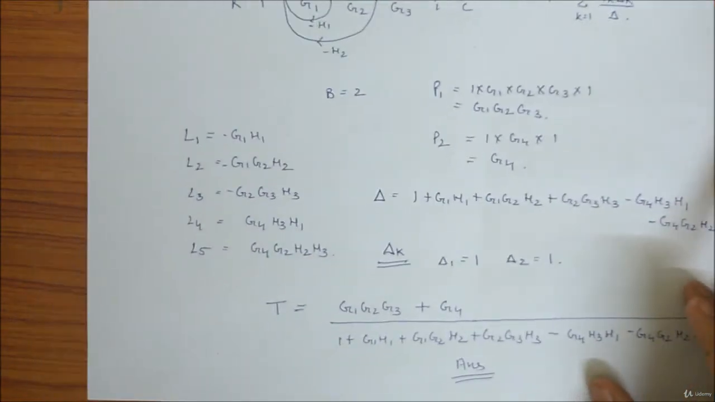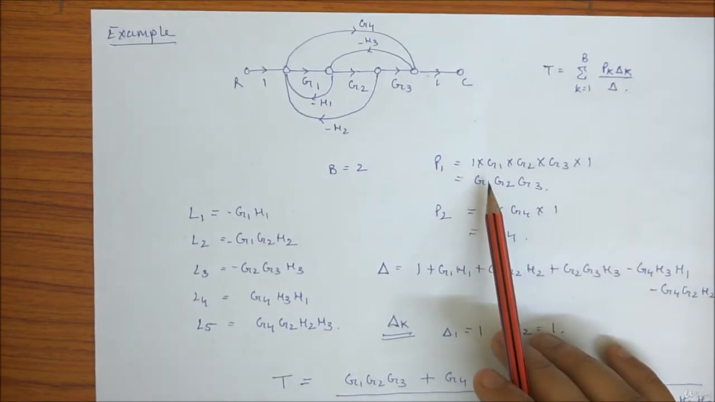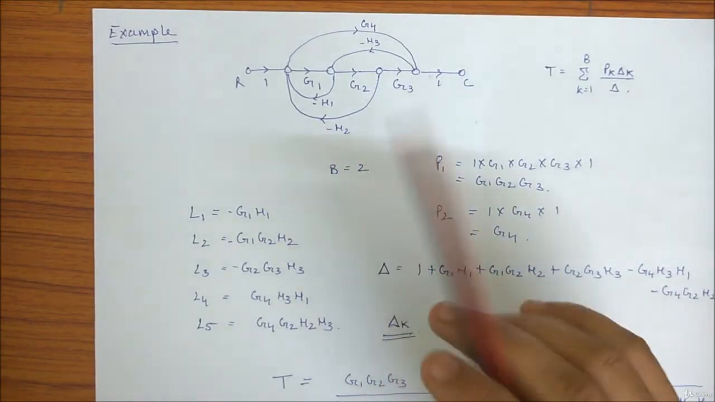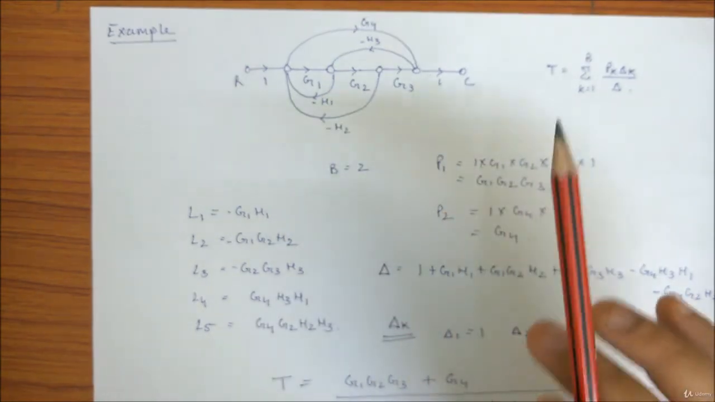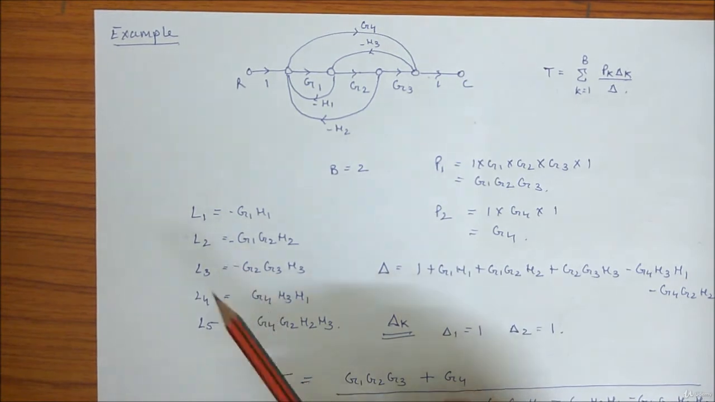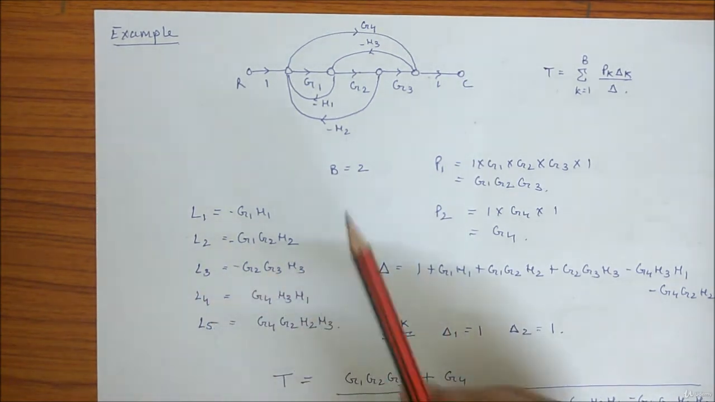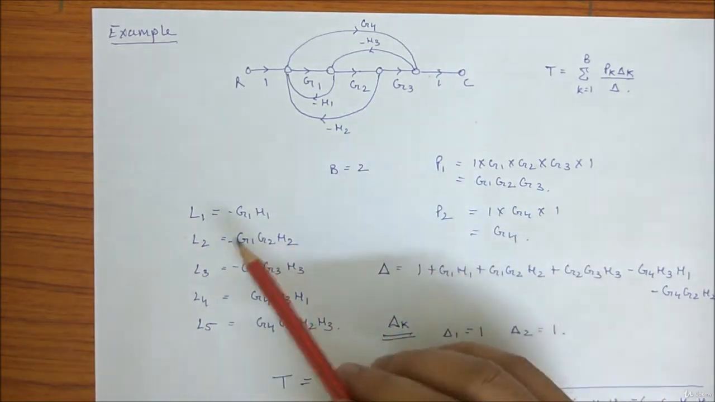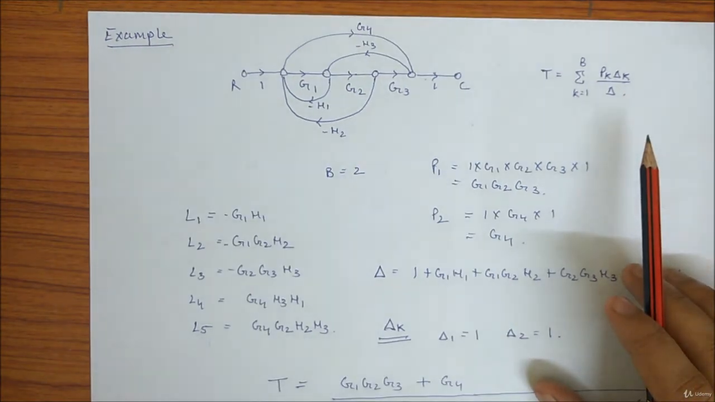Now you have L1, L2, L3, L4, L5 loops. Loops you should focus more on, because a student will only make mistakes when he or she counts loops or non-touching loops. So you better write these loops. If you are in very good practice, then only I'll suggest you skip this part.